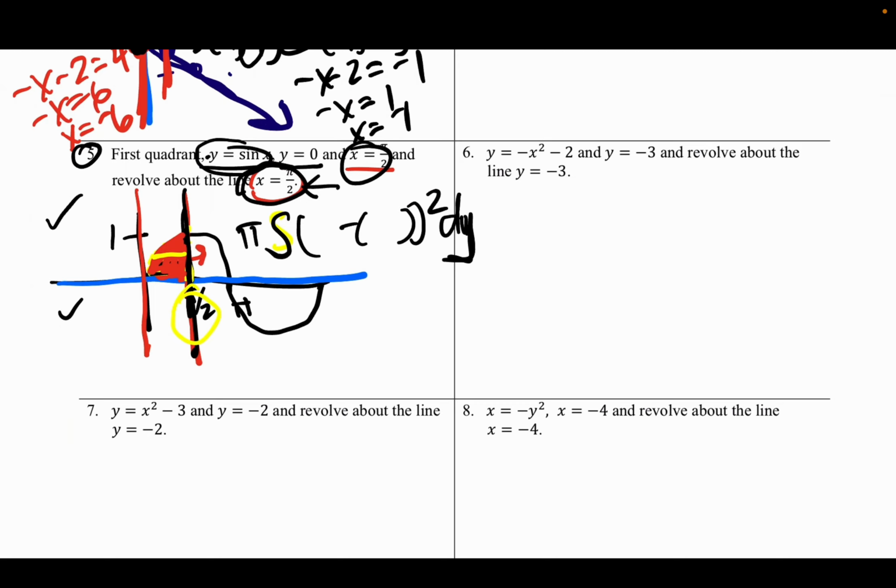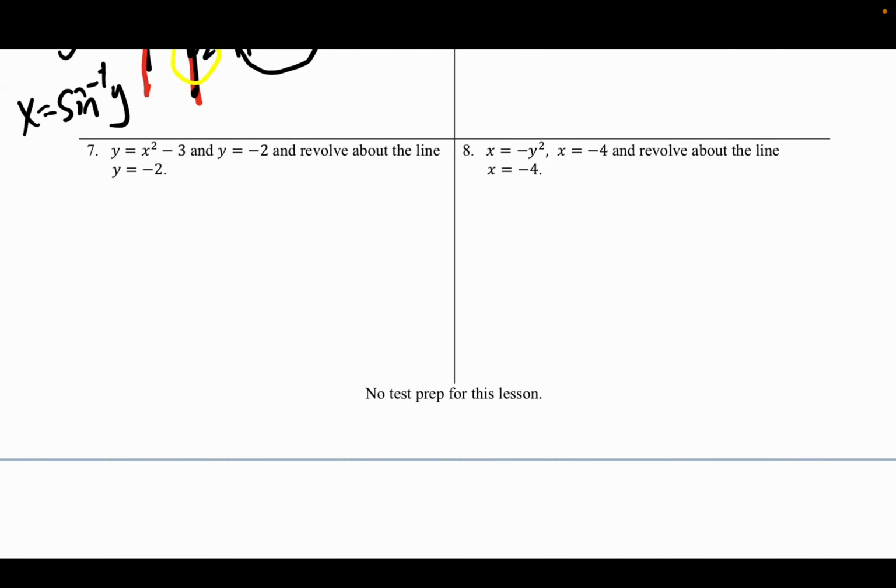So I'm going to say pi over 2, because that's what x equals, and then I need to know what this x equals. And x equals inverse sine of y. So I'll write inverse sine of y. And then I've got to make sure my limits of integration are crawling up this way, because we're going up and down, so that would go from 0 to 1. All right, so that is your setup for that one. Let's do number 7.